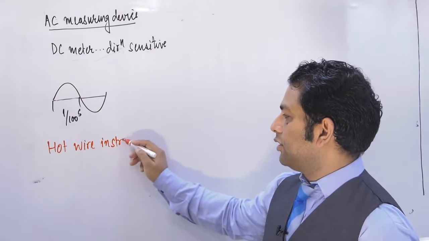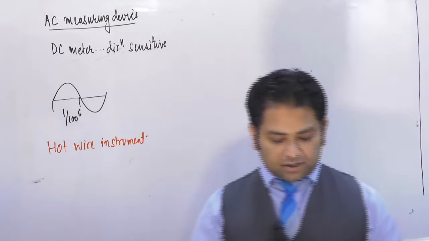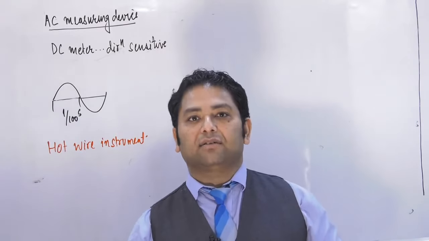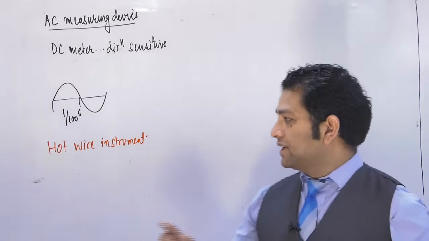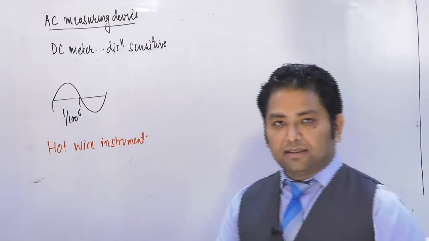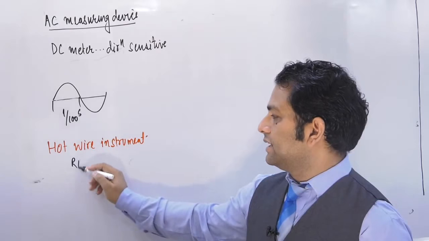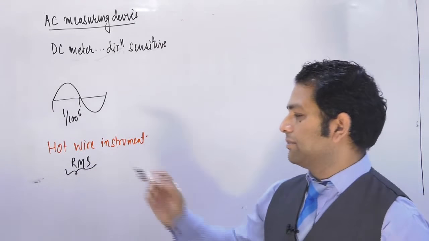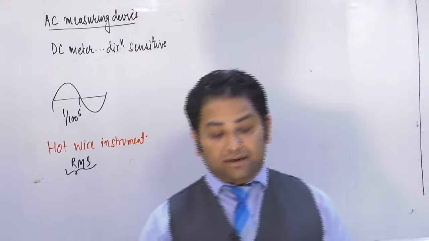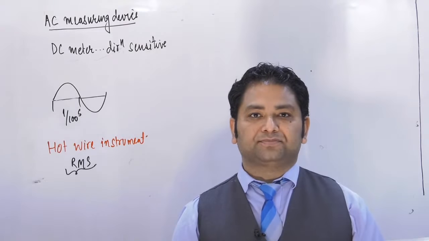Why do we call it the hot wire instrument? Because the heating effect of current, that particular property, is employed to measure alternating values. Now, if it is a hot wire instrument, you should remember the reading displayed by an AC meter is always the RMS value. Always remember, an AC meter never shows the peak value, never shows the instantaneous value. It always shows the RMS value.